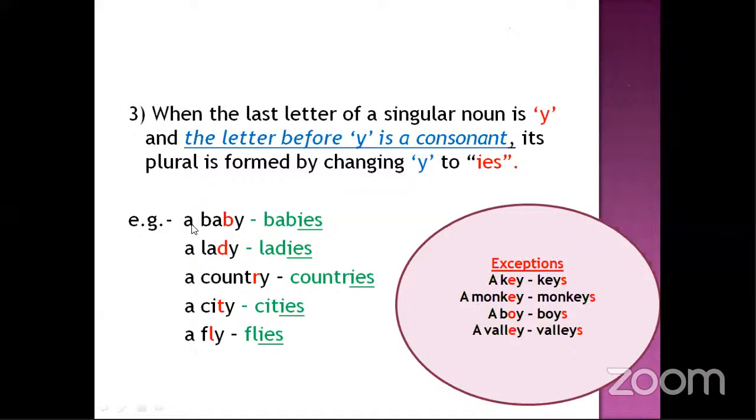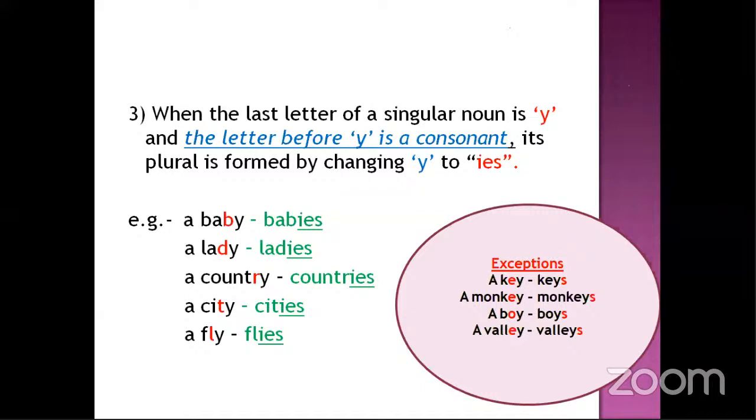First one is a baby. Yes, a baby. So what is the rule? When the last letter of a singular noun is Y, the last letter should be Y. Yes, baby, B-A-B-Y. Yes, Y is there. Then the letter before Y is a consonant. And the previous letter, what is that? That is B. It's not a vowel letter.